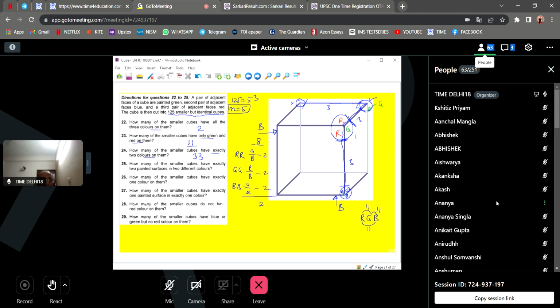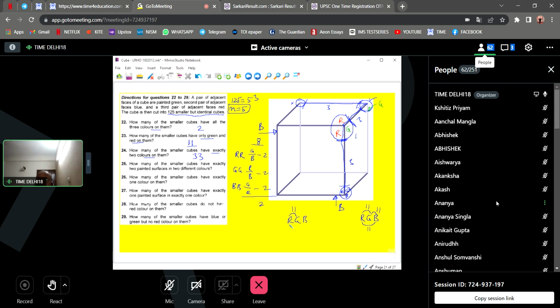ओके, फाइन। क्वेश्चन नंबर 24 मयंक। क्वेश्चन नंबर 23 इज 11। क्या क्या थे? रेड एंड ग्रीन था। रेड एंड ग्रीन में कितने पीसेस आए? 11 पीसेस आए। नाउ ही इज आस्किंग how many of the smaller cubes have exactly two colors on them? Red and green, how many colors were there? Two. Red, green and blue.